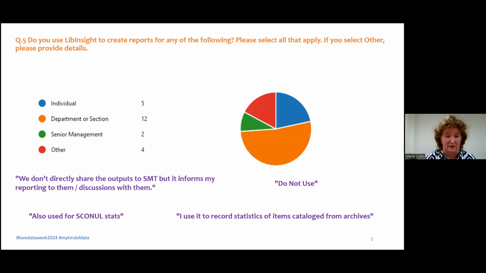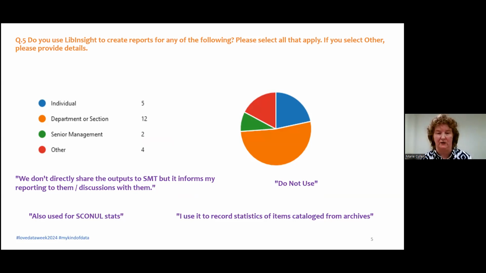And with regard to senior management and SMT, one of the comments is we don't directly share the outputs to SMT, but it informs reporting and discussions. Another answer is do not use. Also used for stats, and if anyone doesn't know what stats is, it's a collection of statistics that we provide once a year to give a detailed picture of the workings of functions and allows us to benchmark against other universities. Just a small number in Ireland, but it does give us something to benchmark against.